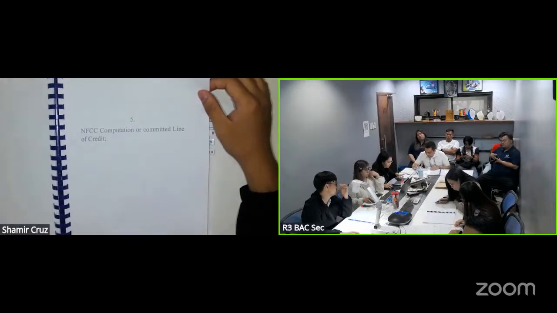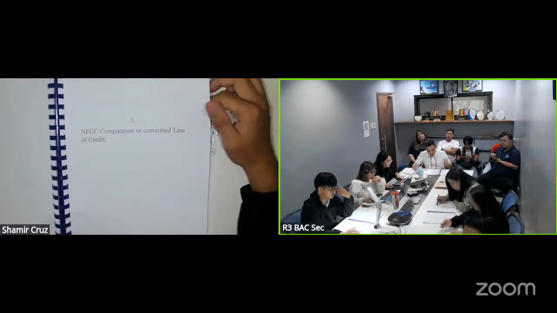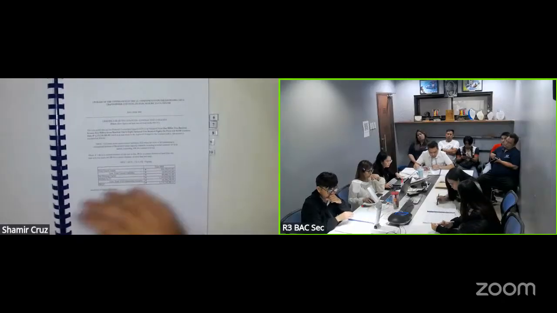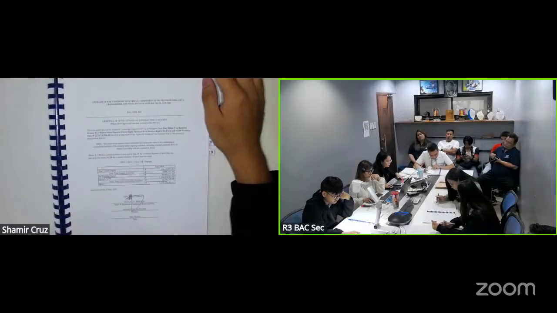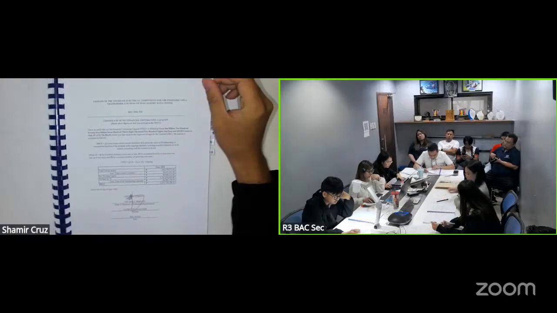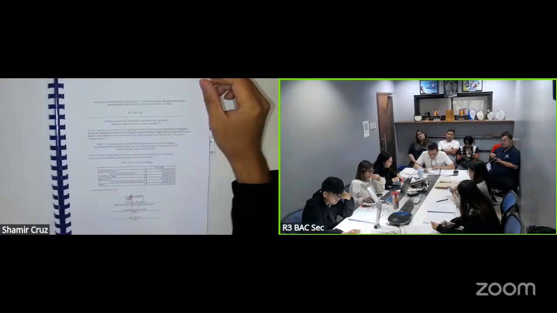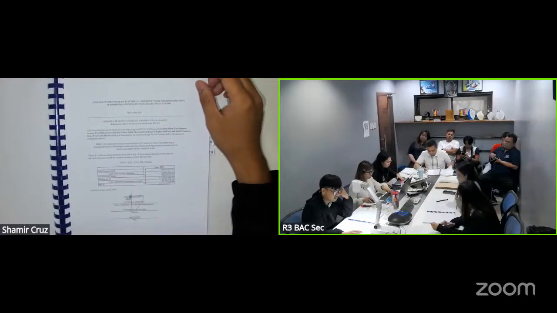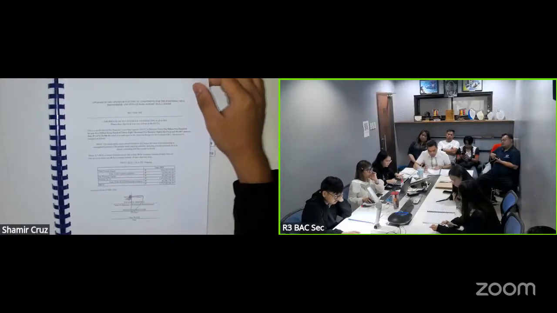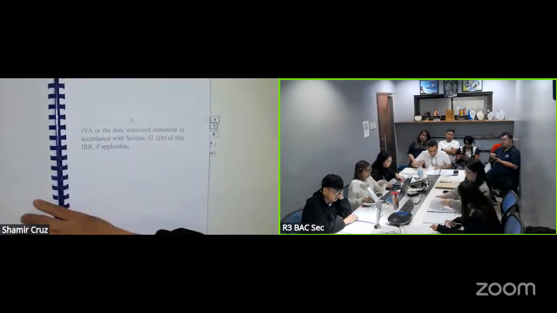Next is the NFCC computation and committed line of credit. The bidder submitted their certificate of net financial contracting capacity. The value of the NFCC is 1,275,738,586 pesos and 45 centavos, signed by their authorized representative. So the NFCC is rated as passed. Next is the JVA, not applicable.